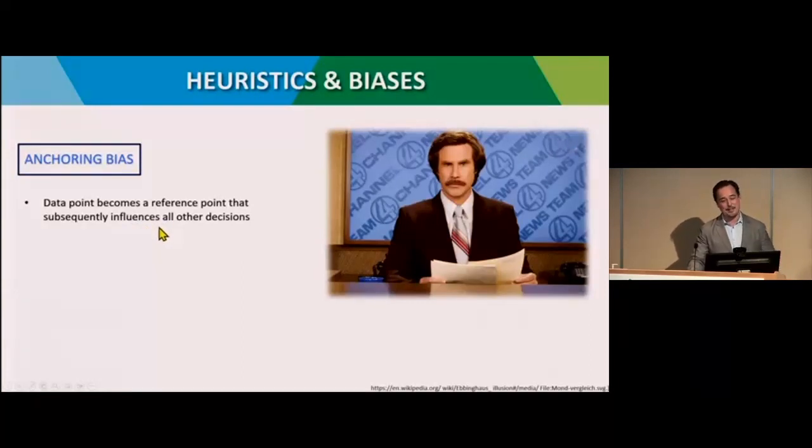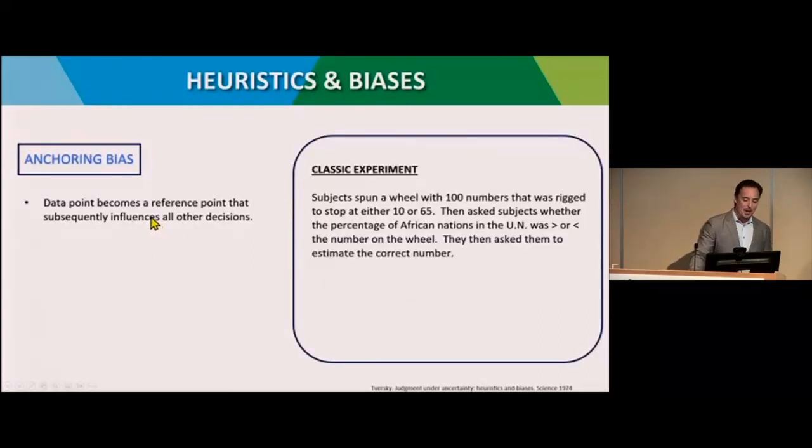And I'm going to dive into this just a little bit because I think it's important, because it illustrates some of the other biases that we have. So a classic experiment by Amos Tversky explored anchoring bias. In this experiment, they had a wheel, imagine the Wheel of Fortune, with 100 numbers on it that was rigged to stop at either the number 10 or 65. They then asked subjects whether the percentage of African nations in the United Nations was greater or less than the number on the wheel.